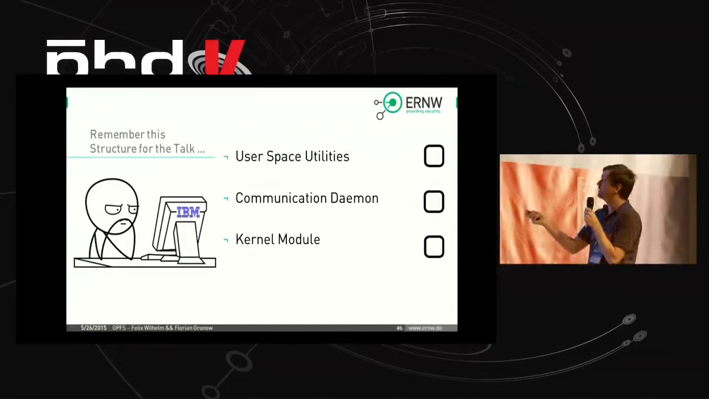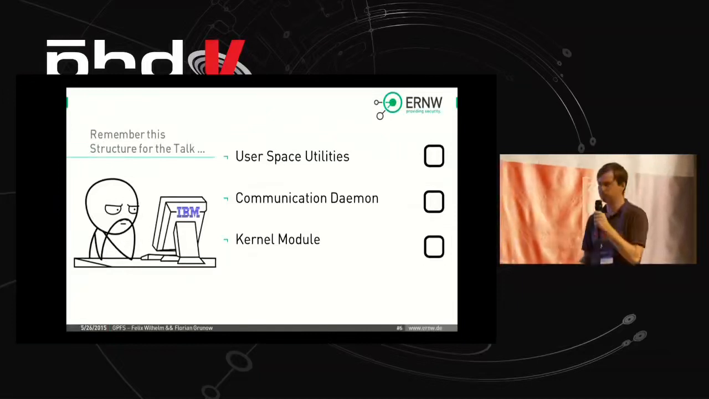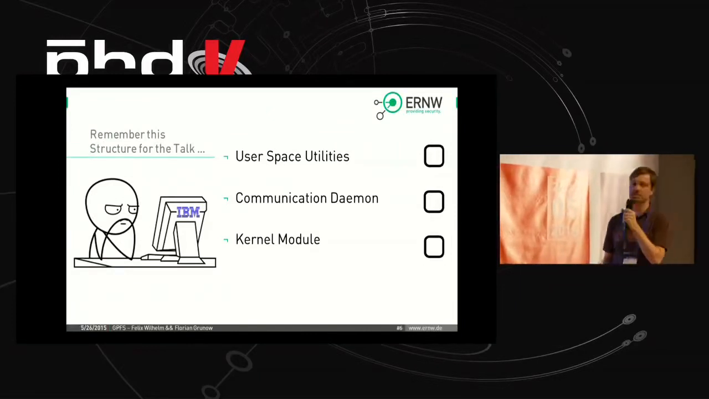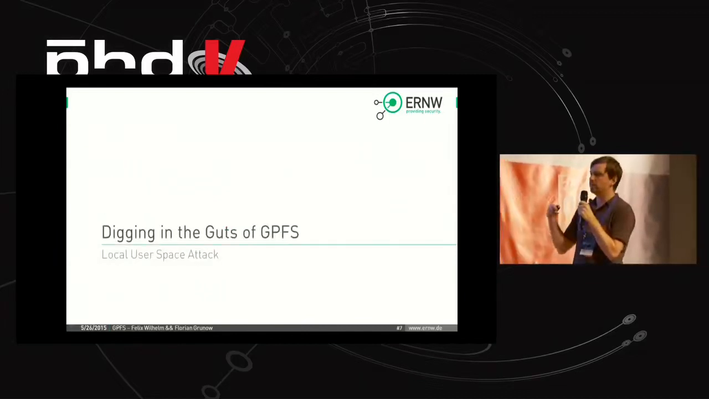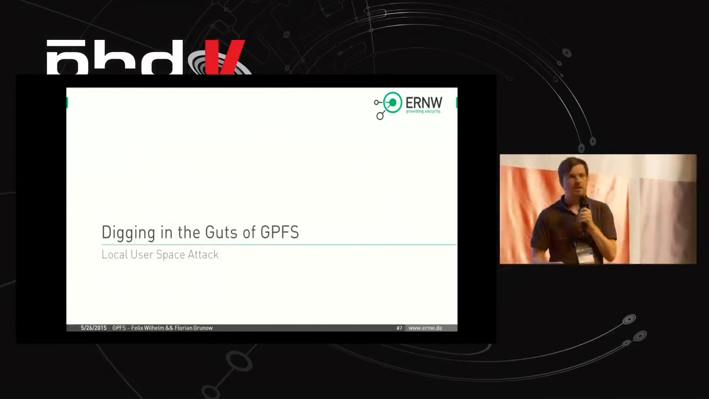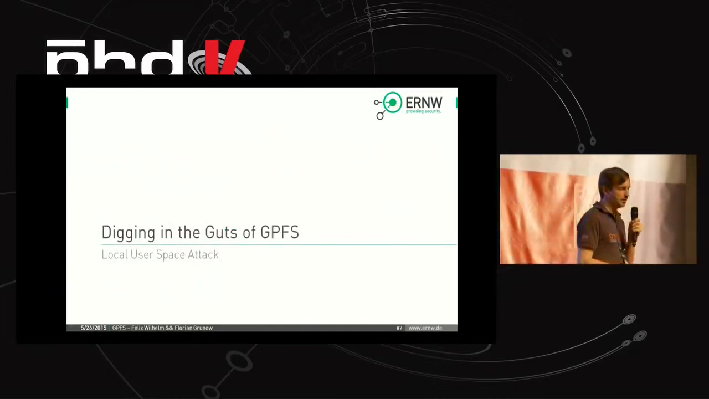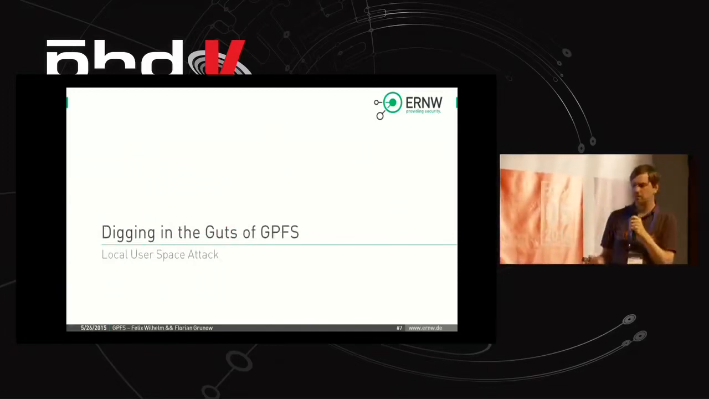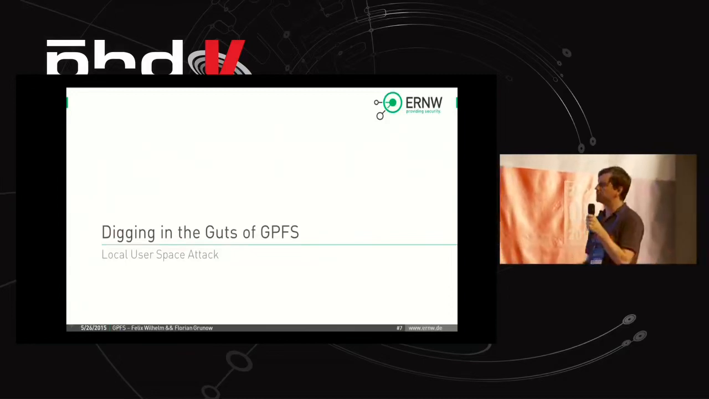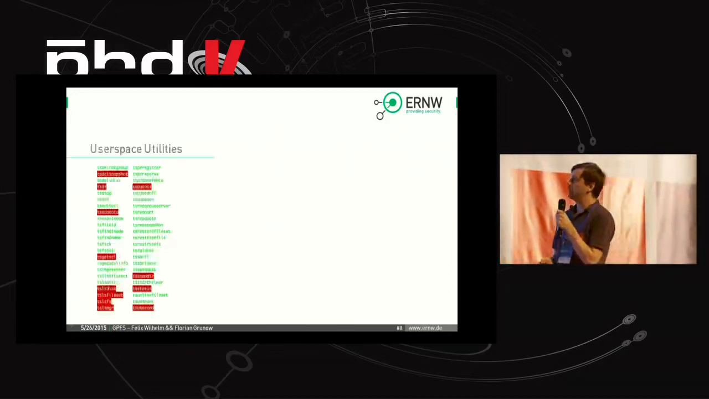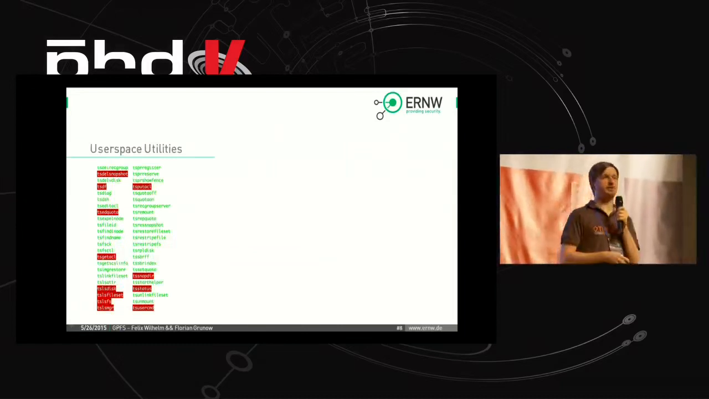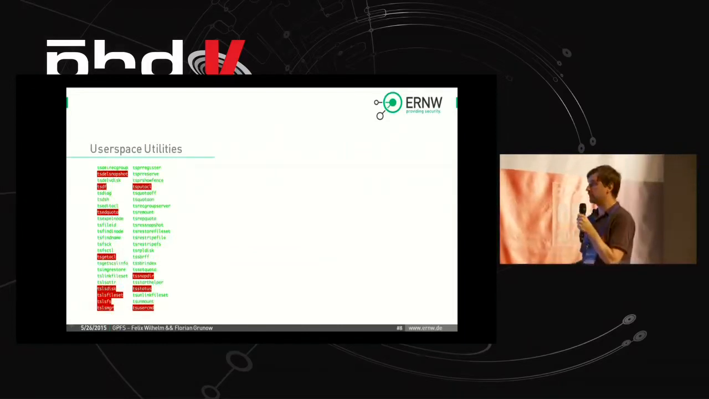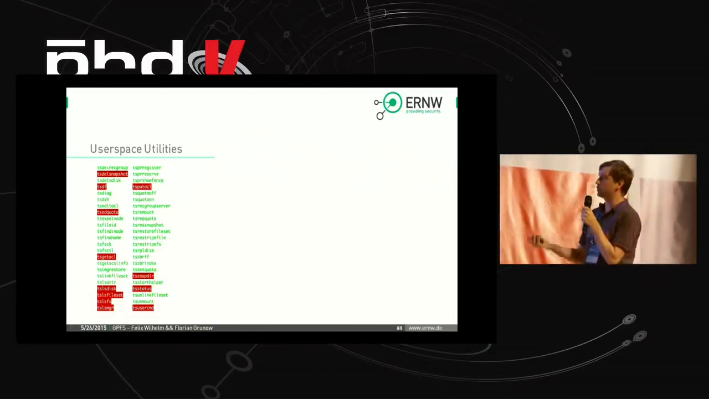We have user space utilities, the communication daemon, and the kernel module. And as you can imagine, we will start right away with the user space utilities. So, as I said, we encountered GPFS in a project at a customer site. We were researching how to gain higher privileges on the system, and we were identifying set UID binaries that are on the host.